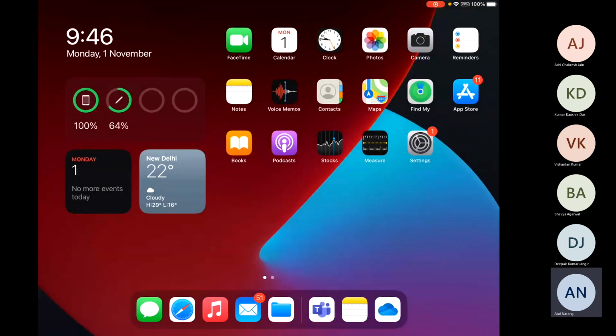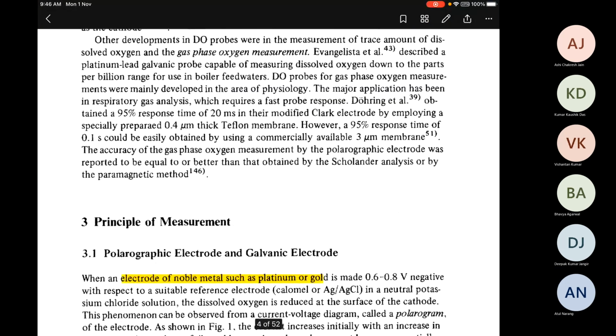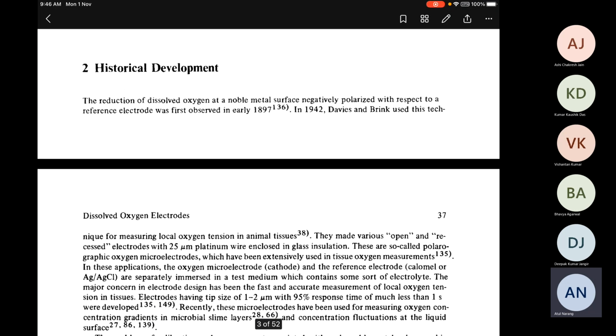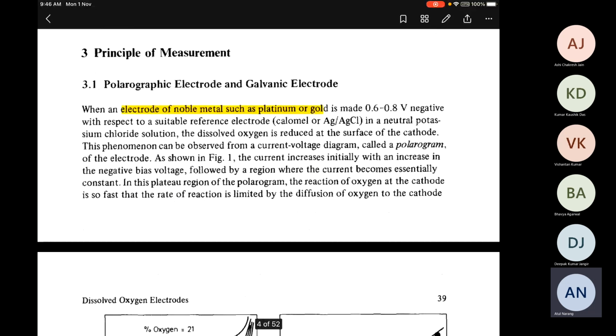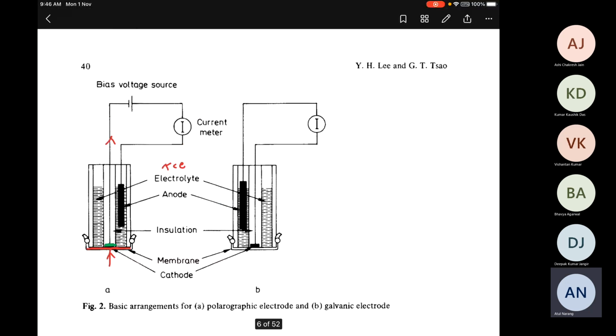Okay, so with that background in mind, I mean, there's quite a bit. So maybe I should add a little bit here too, like why do we have a membrane and so on and so forth. So this device, most of the ones we have, these are polarographic electrodes.